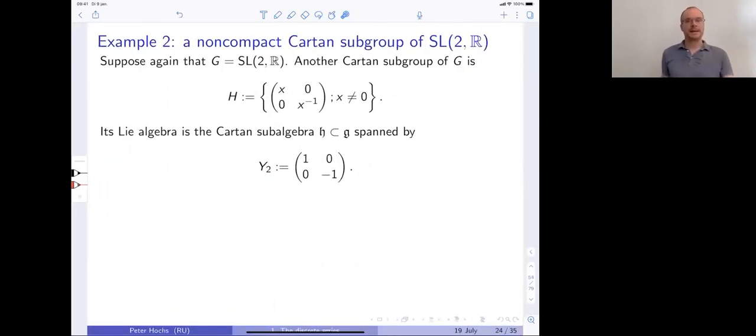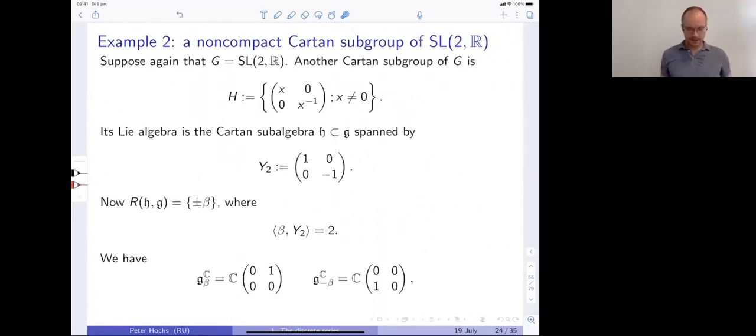Now, there's also a non-compact Cartan corresponding to a different conjugacy class, and that's the diagonal subspace. So these are all matrices in SL2R, and this is also commutative, and it's a Cartan. Now, the Lie algebra is spanned by this matrix, and traceless. And now the root system again consists of two roots, plus and minus, giving root beta. And now the root beta is real valued. So the root beta is defined by mapping this to 2.